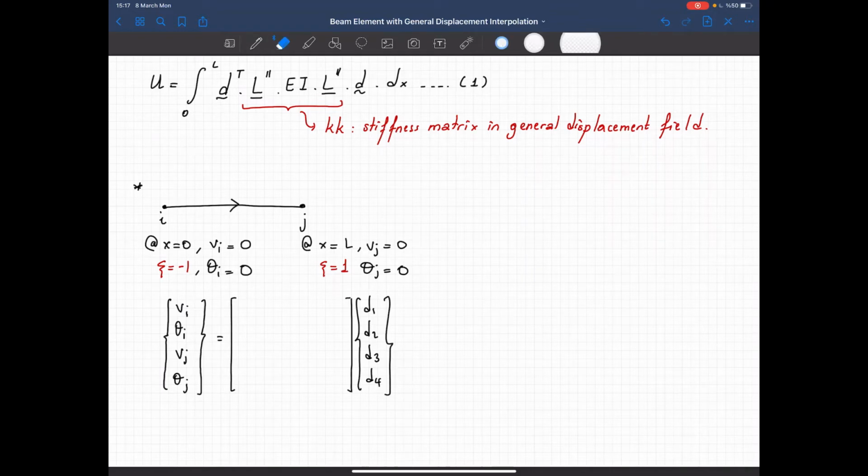I have to correct something. These are not equal to 0. Sorry for this confusion. Let me correct that. V will be equal to Vi. The rotation must be equal to theta i. The translation must be equal to Vj. And the rotation must be equal to theta j. So the first relationship, what is the relationship between Vi and D1, D2, D3 and D4?